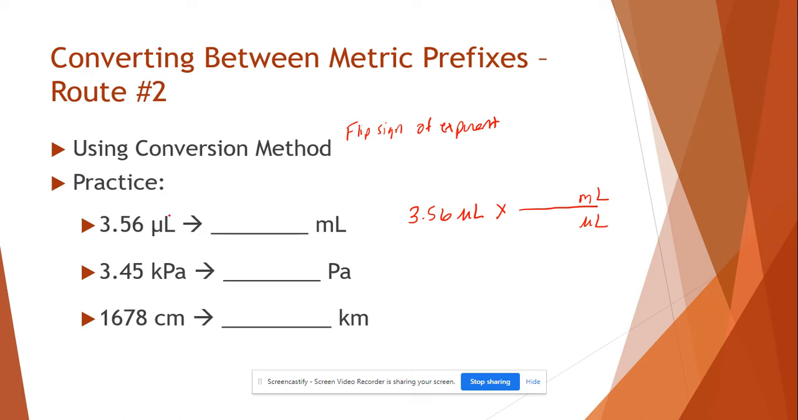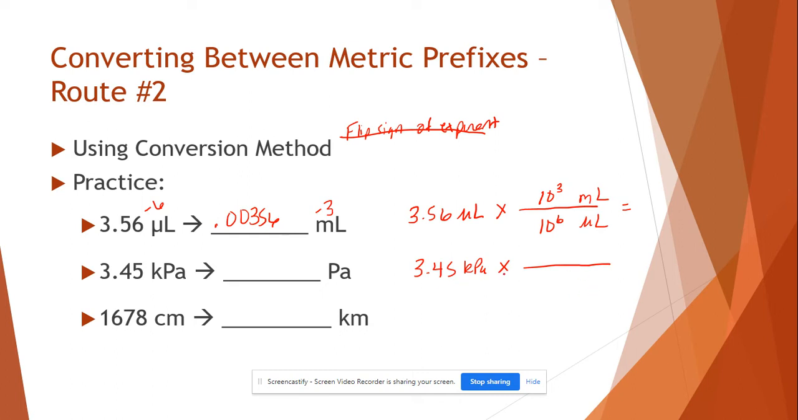Now, traditionally, microliter is a -6 and milliliter is a -3, but we want to flip the exponents. That's it. So micro will now just be 10 to the +6, milli will be 10 to the +3, and when you calculate that, you're still going to get the same answer of 0.00356.